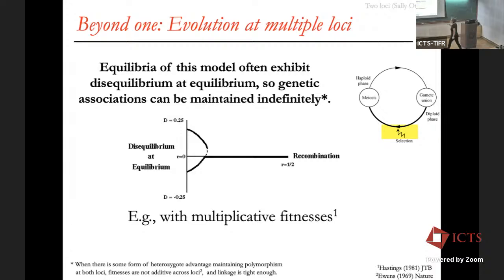That's right. So if you have D equals 0, you'll stay at D equals 0. And that's an unstable equilibrium. So if by drift or anything else it goes up, then you'll move towards the positive disequilibrium equilibrium. And even if you start way away, it'll approach it.